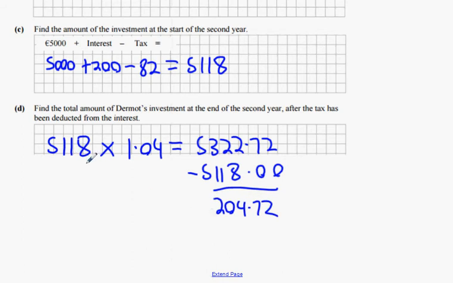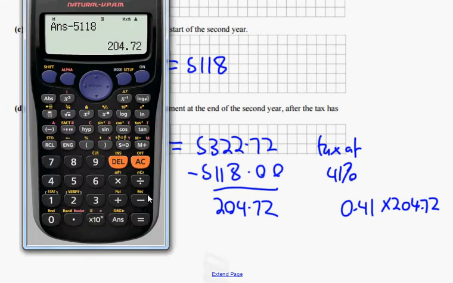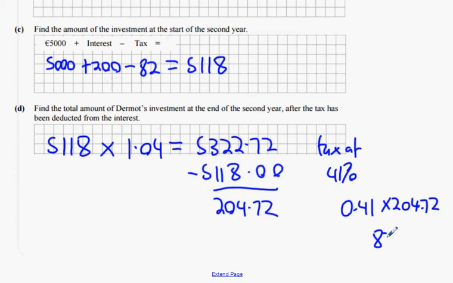We're meant to add it on, but I'd like to find out what tax I paid. So remember, I'm paying tax at 41%. So I'm going to find out what 0.41 of my 204.72 is, because I have to pay tax on this money I'm meant to get. So I'm going to multiply that by 0.41. Write down what you're doing. Now round this up to 83.94. So that's how much tax I paid.